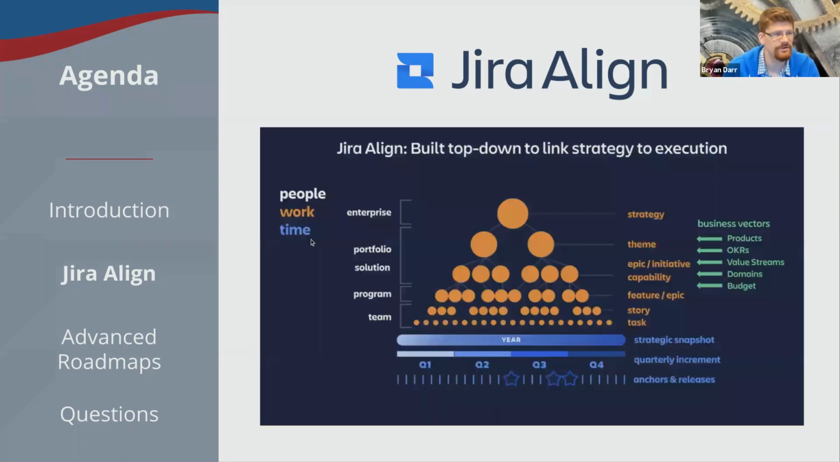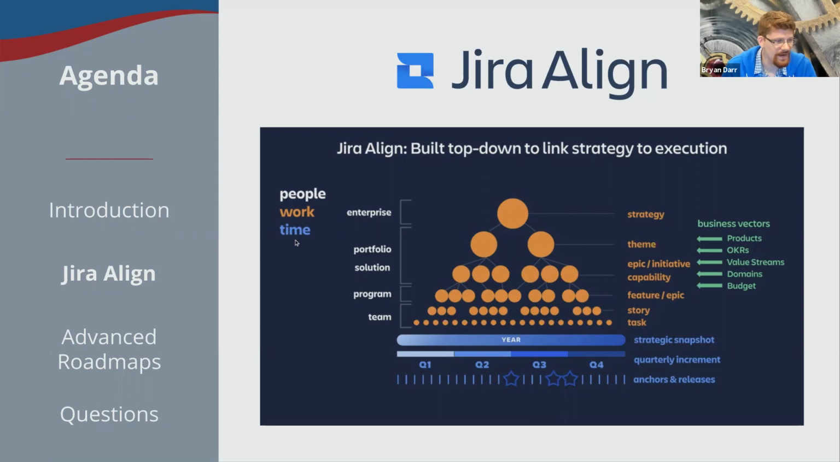Another way to think about Jira Align is it has 3 different hierarchies within it, which is also a great way to think about breaking down your work. The first hierarchy is people. So you have the concept of program teams and portfolio teams and enterprise strategy building teams. Then there's the work hierarchy, which involves strategy, themes, epic/initiative, feature/epic, Jira epic, SAFe feature, and then stories, and then subtasks down here if you're in Jira.